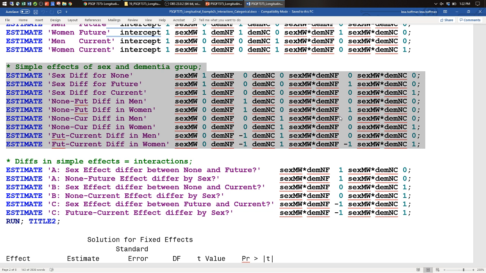So if I want to know, for instance, if the sex difference differs between none and future dementia, I take the second line and subtract the first. And that gets me down here. Conveniently, that is exactly what this interaction term is telling me. Does the sex difference differ between none and future?